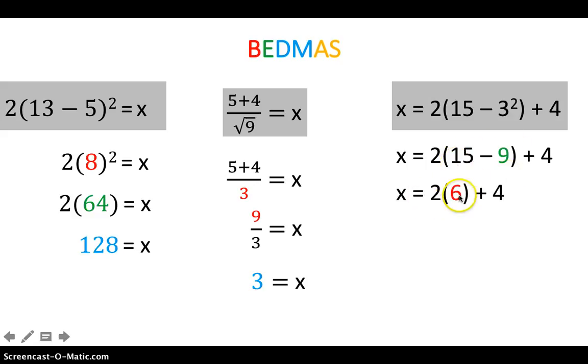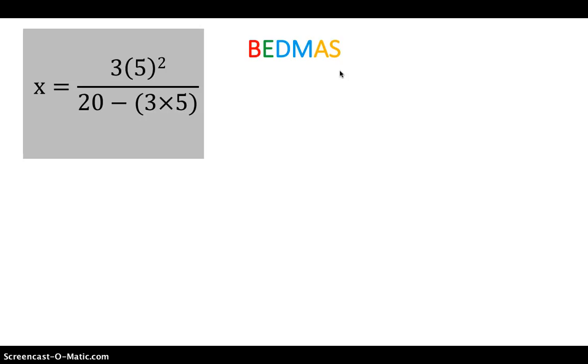So now we have 2 times 6 plus 4. BEDMAS says that we have to do the multiplication before we do the plus 4. So 2 times 6 is 12. Now we're ready to add that 4 and we get 16. Okay, so there's 3 examples of BEDMAS. Let's do one more example of BEDMAS like this.